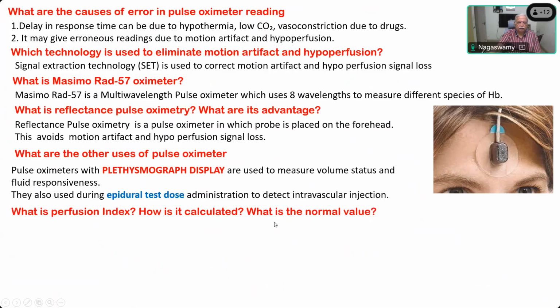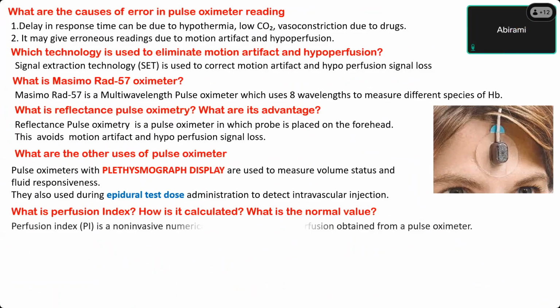How is it calculated? What is its normal value? Ratio of pulsatile to non-pulsatile blood flow. Very good. That is perfusion index. How it is calculated is, what is the normal value for that? 0 to 20%. Maximum 0.2% to 20%.